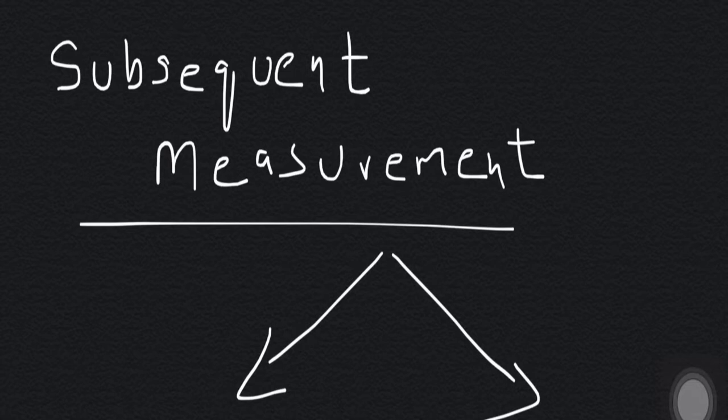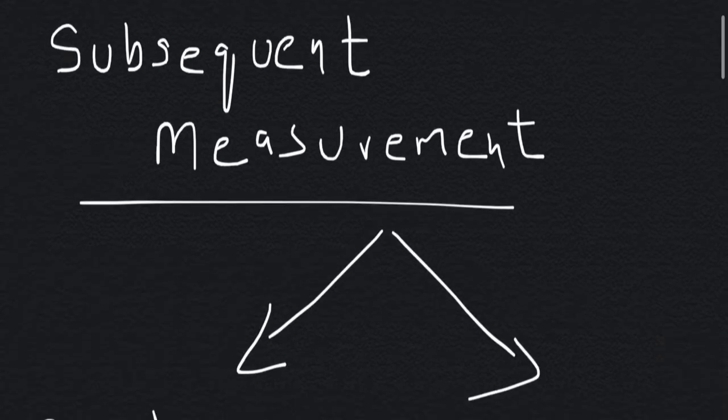So our topic for today is subsequent measurement of IAS 16. So what does subsequent measurement mean? For example, in our previous video, we learned about initial measurement of IAS 16, which means at what value and how the asset will be recorded when it is first bought. Now, in the subsequent measurement, we will learn about how the asset will be recorded in the years to come. For example, in the coming accounting year end, at what value and how the asset will be recorded.